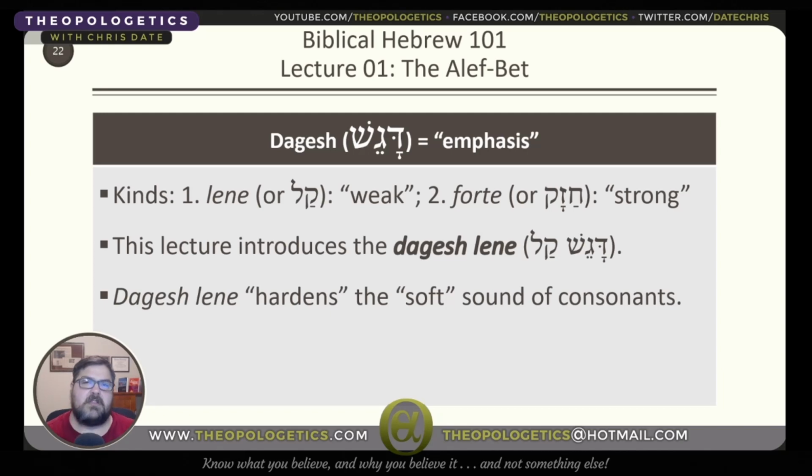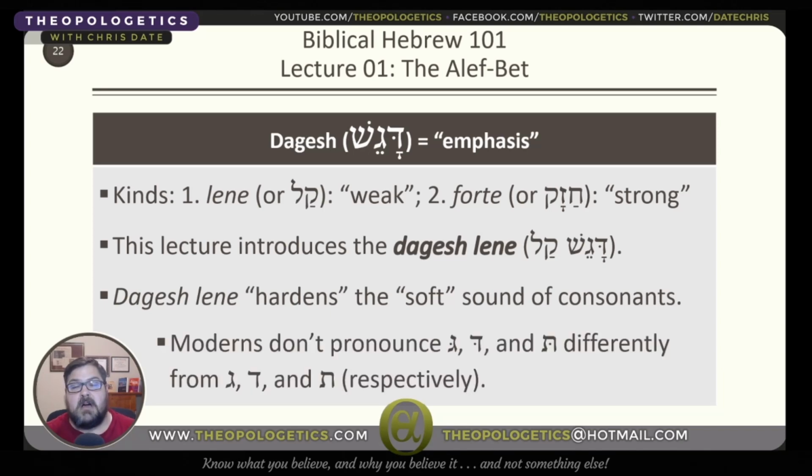hardens what would otherwise be a soft sound for that consonant. So remember, the bait with a dot, I told you, makes the sound of a B, like in the English word boy, whereas without a dot, it makes a sound like a V in the English word vine. And that's the hardening I'm talking about. Without the Dagesh, it's a V. Add the Dagesh and it gets harder. It goes from a V to a B.